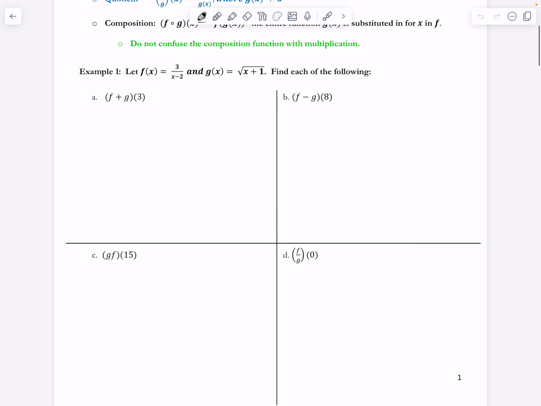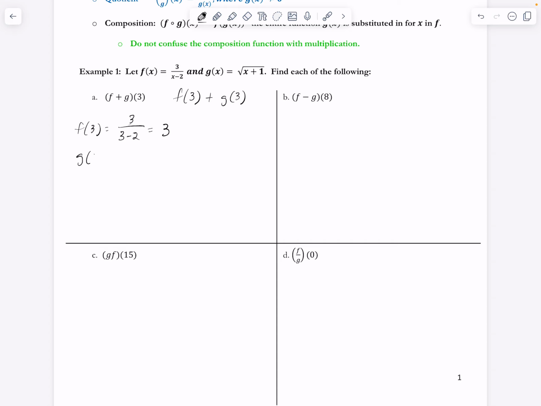So when it says in part A to do f plus g of 3, that's how you read that. First thing I want you to write is f of 3 plus g of 3. All right, so we're going to first find f of 3 separately, g of 3 separately, and then we're going to put those together with addition. Okay, so f of 3 is 3 over 3 minus 2. All right, so 3 minus 2 in the bottom is going to be 1. 3 divided by 1 is 3.